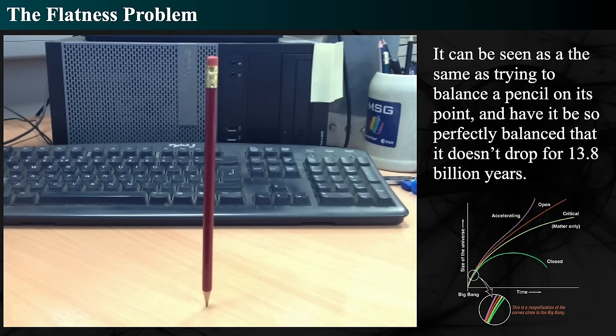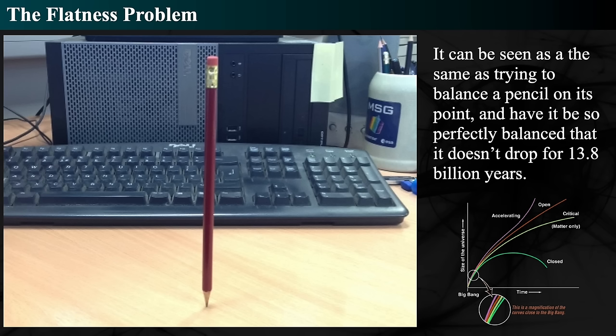It's much the same way as thinking about trying to balance a pencil point on its tip. If you take a pencil and balance it on its point, it has to be perfectly balanced. So imagine that you've perfectly balanced a pencil on its tip and it doesn't fall over for 13.8 billion years. You can try this if you get really bored at work, like I did, and you'll find the longest it'll stay up is half a second at the last. But imagine you balanced it so incredibly perfectly that it still hasn't fallen over after 13.8 billion years.